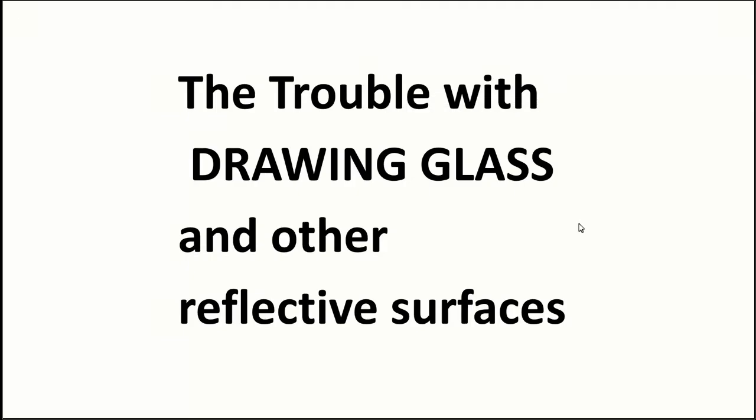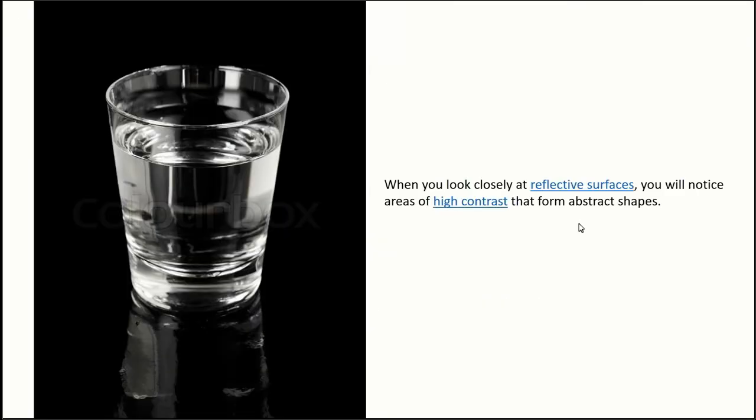Okay, so let's talk about the trouble with drawing glass and other reflective surfaces. When you look closely at reflective surfaces, you're going to notice lots of areas of really high contrast values that seem to form abstract shapes, kind of like these squares that are in here and the linear shapes that are in here. And you have to draw all of this to make glass really look like glass. But you also have these weird abstract shapes that are in here, plus what's on the surface right here in this kind of clear area that's there. And then also what's through it and behind it and all over.